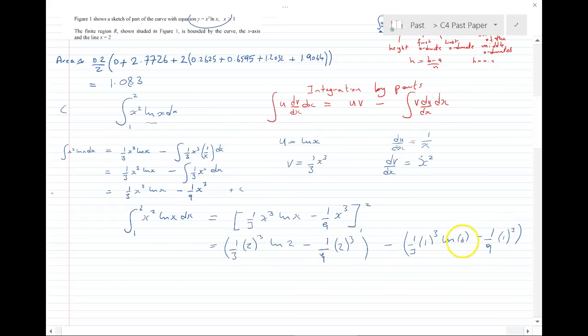I prefer not to use a calculator here. This is 0 because ln of 1 is 0. This is 8 over 3 here. This here is 8 over 3 as well. So we have 8 over 3 ln 2, take away 8 over 3, it's 8 over 9 of course, and this is plus 1 over 9, which comes to 8/3 ln 2 minus 7 over 9. There we go. Let's have a look at the next question.